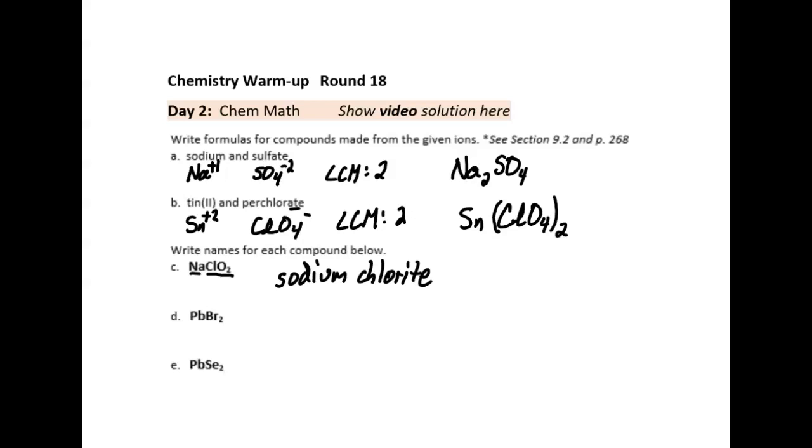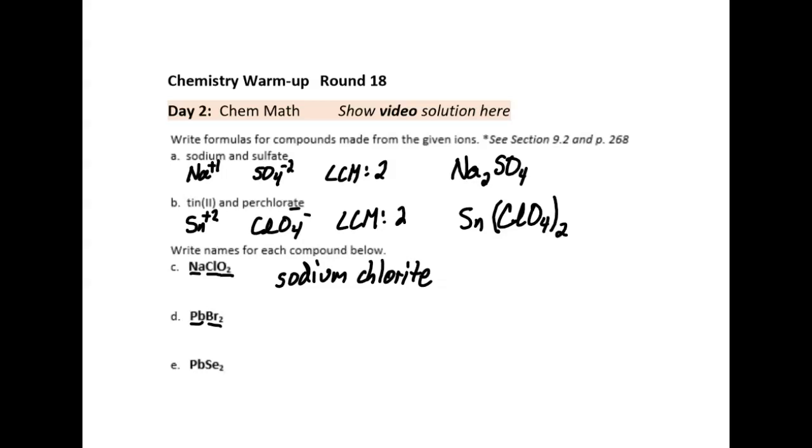Question D. First we have Pb, that's lead, and then the Br, that's bromide. Lead is one of the metals listed on the page 266 chart that uses Roman numerals to identify the charge on the lead. This lead ion might be lead 2, or it might be lead 4. Here's how you determine that.